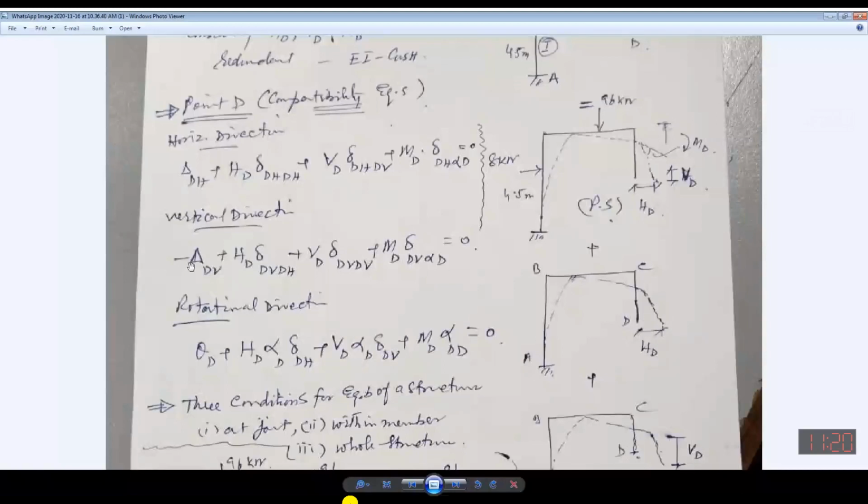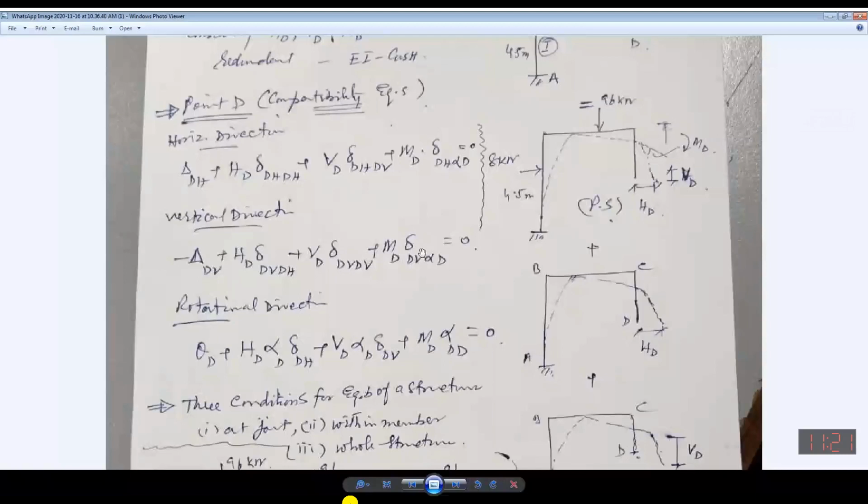Now, in this case, under the effect of 96 and 48, it is very apparent that this joint will be moving downward. So it is taken to be negative. Now this is showing you the displacement at point D in the vertical direction. And similarly, in the vertical direction due to HD, in the vertical direction due to VD, and in the vertical direction due to MD.